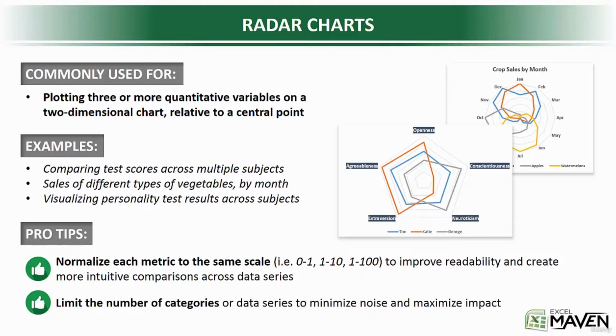So one of the lesser known but really cool charts in Excel is the radar chart. And a radar chart is used to plot three or more quantitative variables on a two-dimensional chart relative to a central point. So it's almost like a line chart that wraps around in a circle and connects to itself.